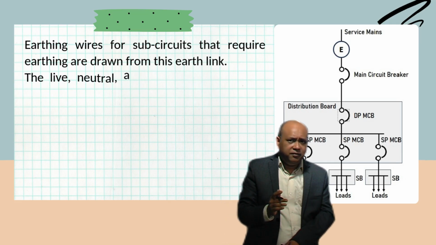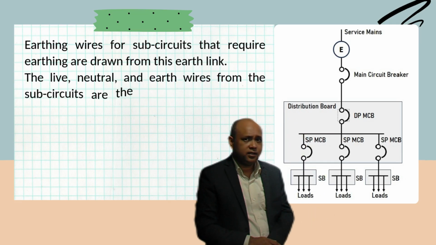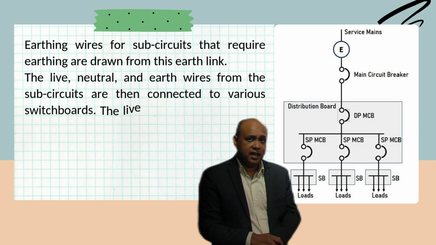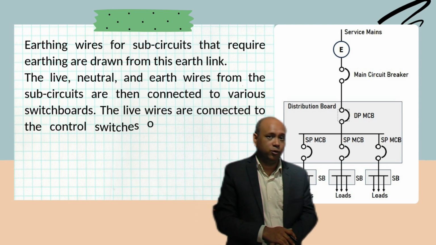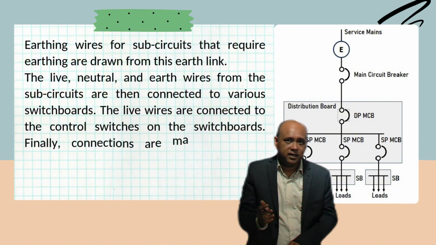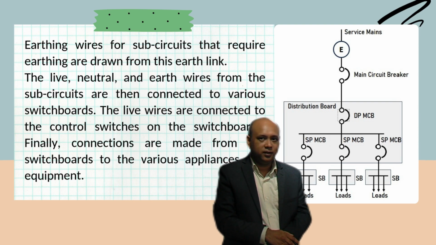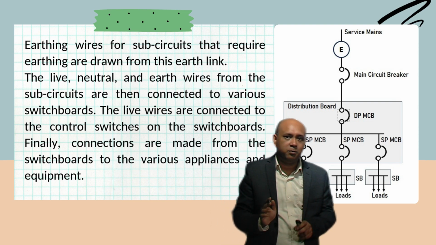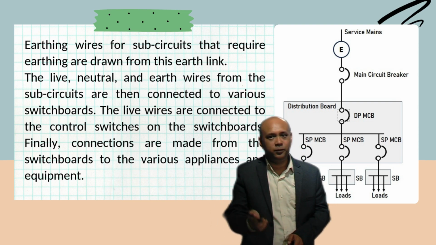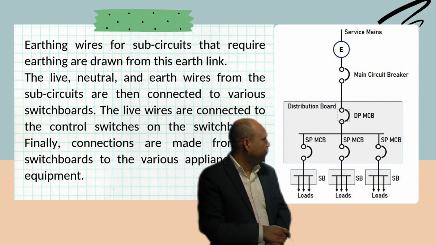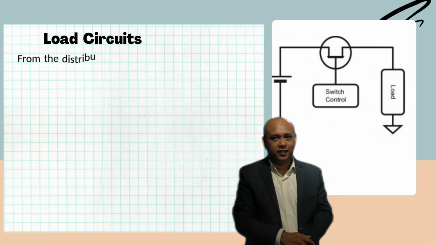So the live, neutral and earth wires from the various sub-circuits are then connected to different switchboards. The live wires are connected to the control switches on the switchboards. Finally, connections are made from the switchboards to various appliances and equipment. Okay, so let's now talk about load circuits.